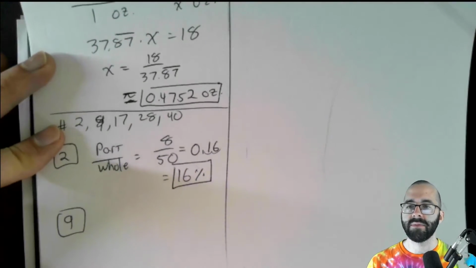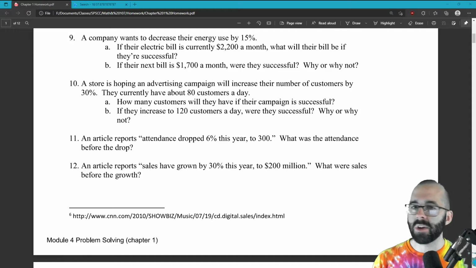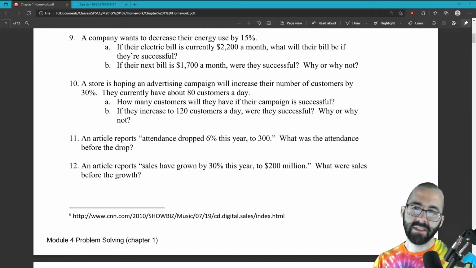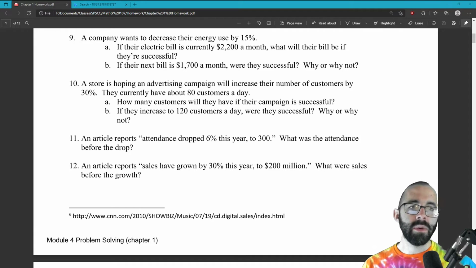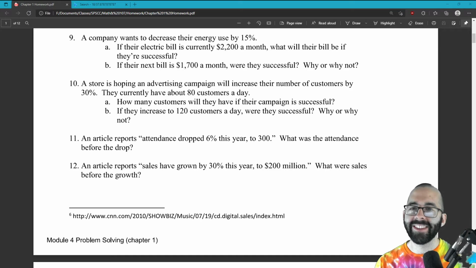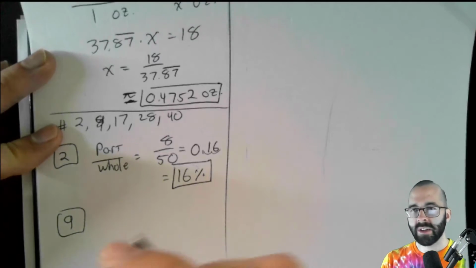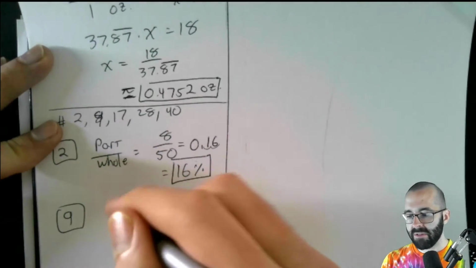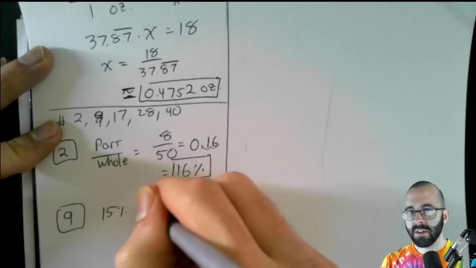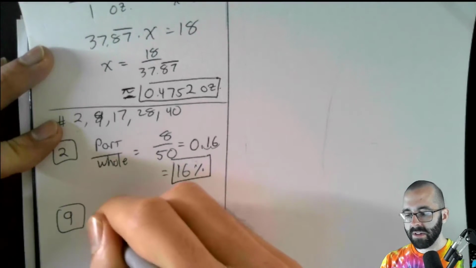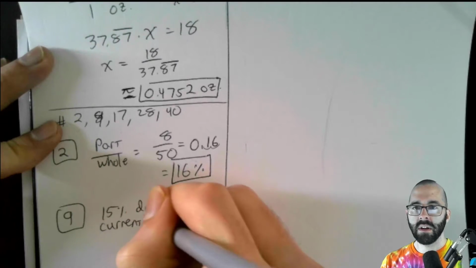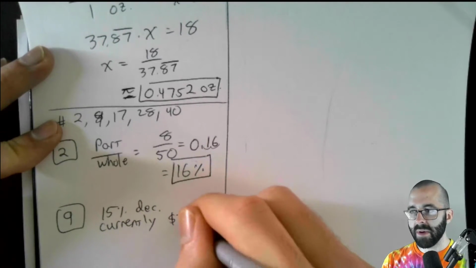Problem number 9. We have a company and they want to decrease their energy use by 15%. So if their energy bill is currently $2,200 a month, what will their bill be if they are successful? And assuming a linear relationship with no flat fees or charges. So let's look at it. Let's write the information down. Okay. So they want a 15% decrease, and we're currently at $2,200 a month.